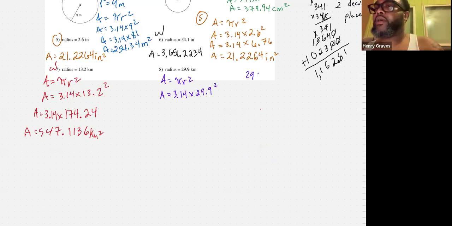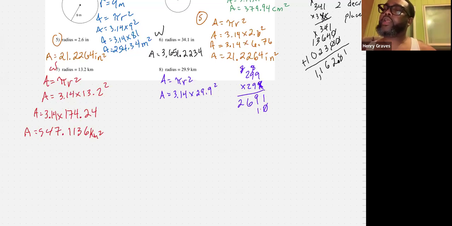9 times 9 is 81. This is 8. 81 plus 8 is 89. 9 times 2 is 18. So 18 plus 18 is 36. There's 0 outside the first number. Now I'm going to do 9 times the same thing, right? So I'm going to do the same thing again. 1, 9, 6, 2. Why work hard when you can work smart?